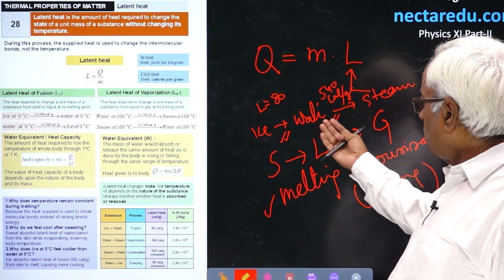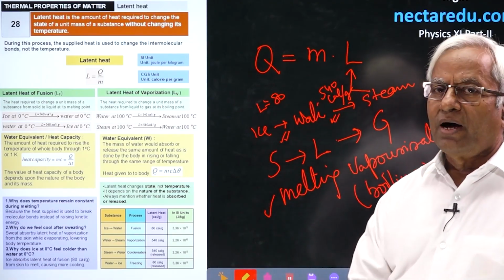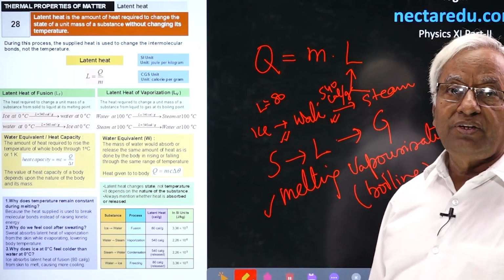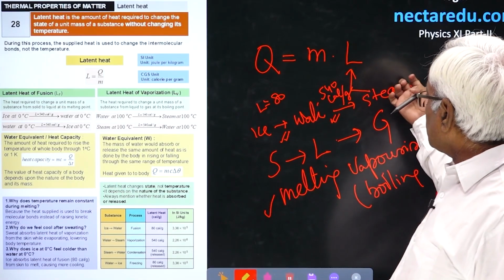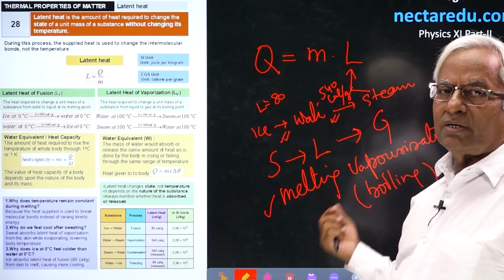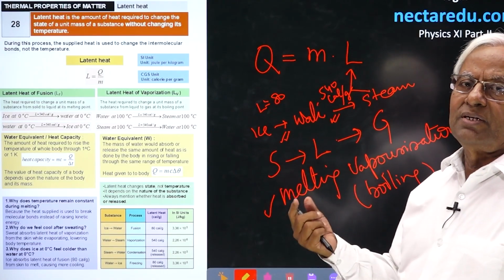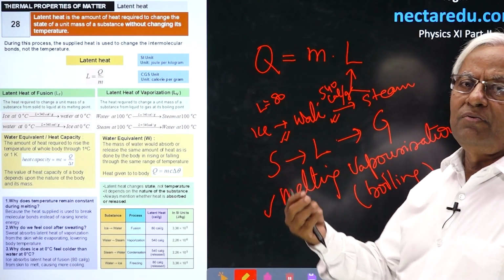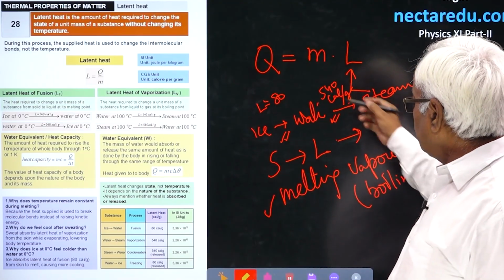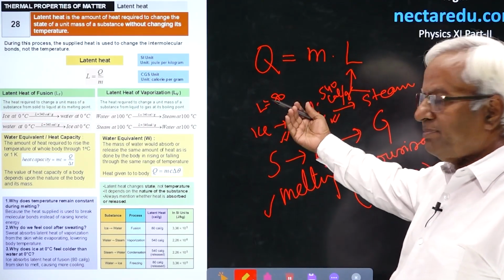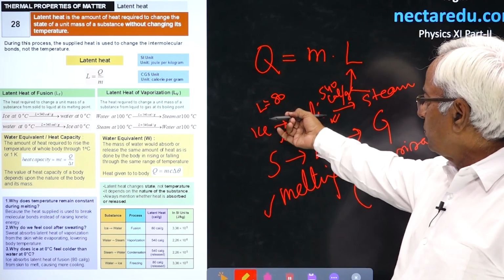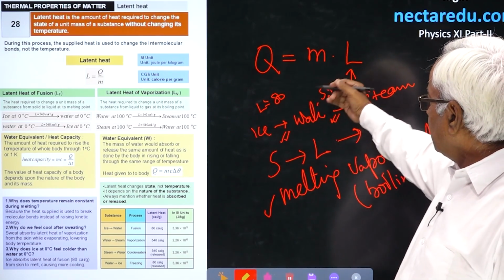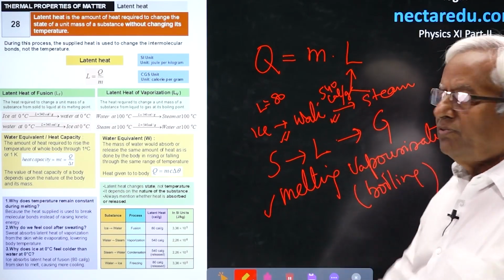If water gets converted into ice, the process is known as freezing. This is also obviously a change of state. When steam gets converted into water, this is condensation, and again this is a change of state. In both cases, left to right or right to left, the value is going to be the same, here 80 and here 540.